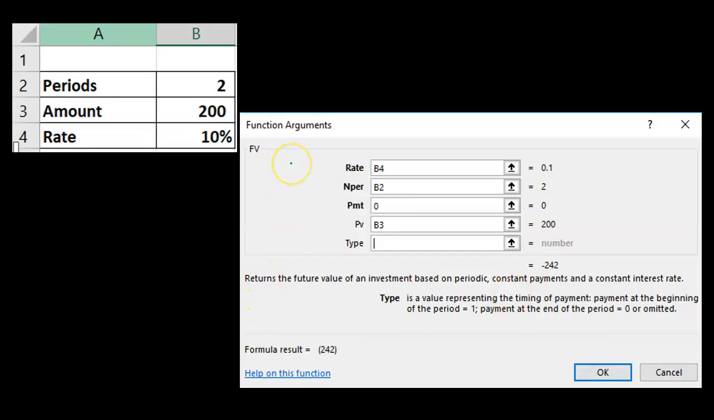So here's our function dialog box. Here's where we're going to enter the data. This will help us to go through the data. We'll start off with the rate up top. So the rate up top is in B4. So we have cell B4, and that's going to be the 10% or 0.1.